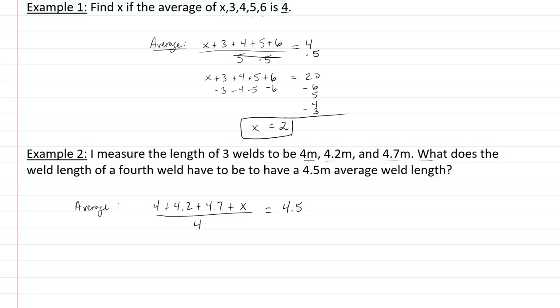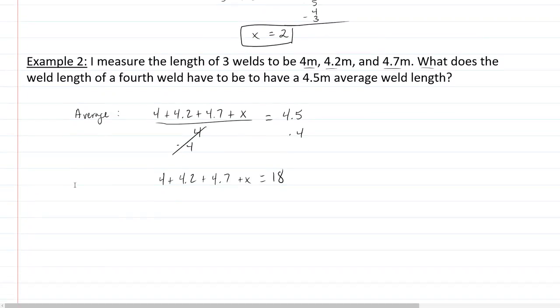So that's what's at stake. So the first thing we want to do is multiply 4 by 4.5. So we multiply both sides by 4. So the 4's cancel on the left-hand side, and we're left with 4 plus 4.2 plus 4.7 plus x equals 18.